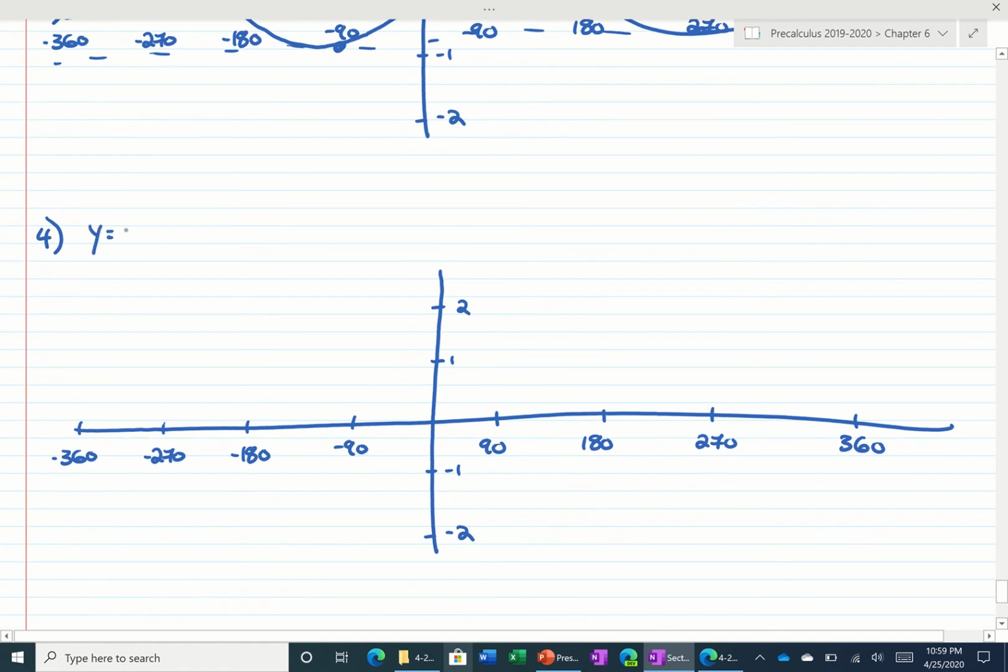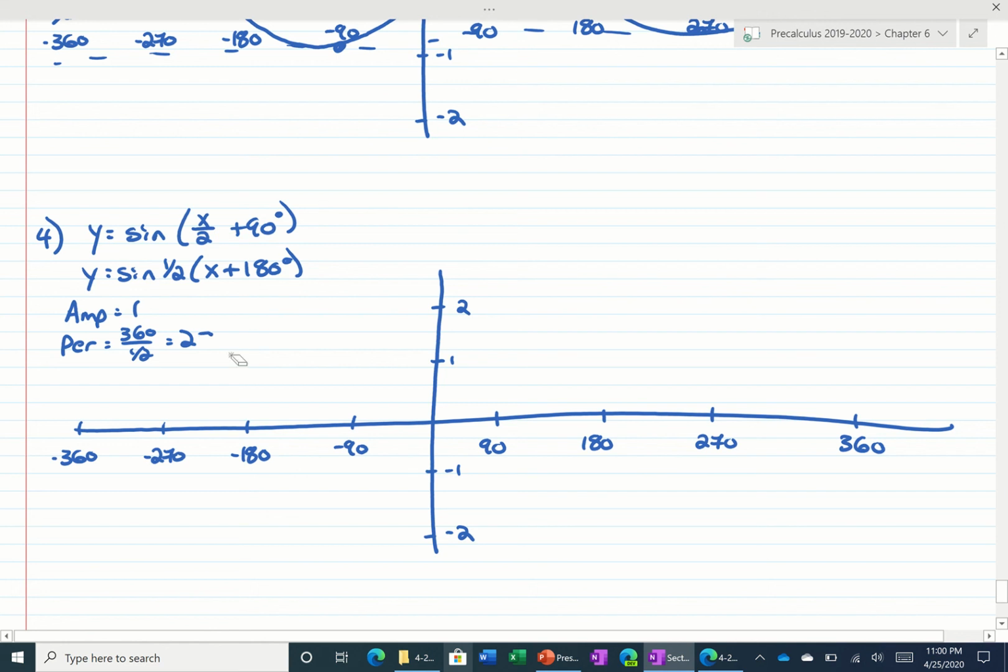Number 4 is similar. It says y is equal to the sine of x over 2 plus 90. So we're going to have to take out that 1/2 to figure out the components. 90 divided by 1/2 is 180. So the amplitude of regular sine is 1. The period would be 360 divided by 1/2. And the phase shift is 180 degrees to the left.